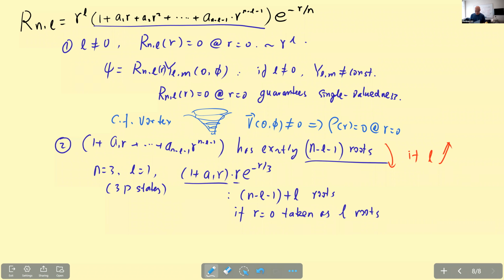So why? We're going to see later, when we discuss more on the features of these different angular momentum states, that if you count the number of nodal surfaces, you will see that there's something interesting. Okay, but let me keep that one for a while.